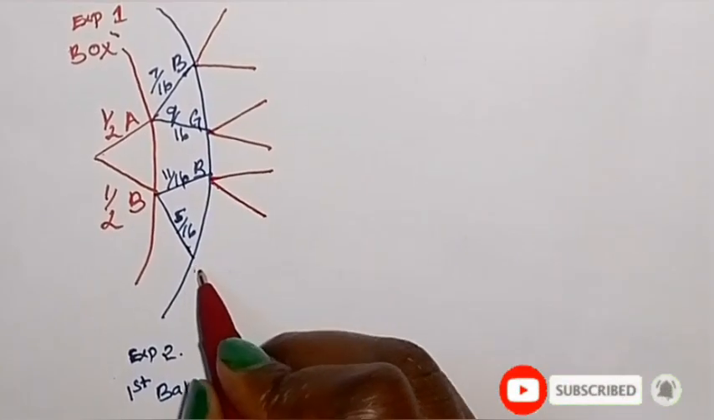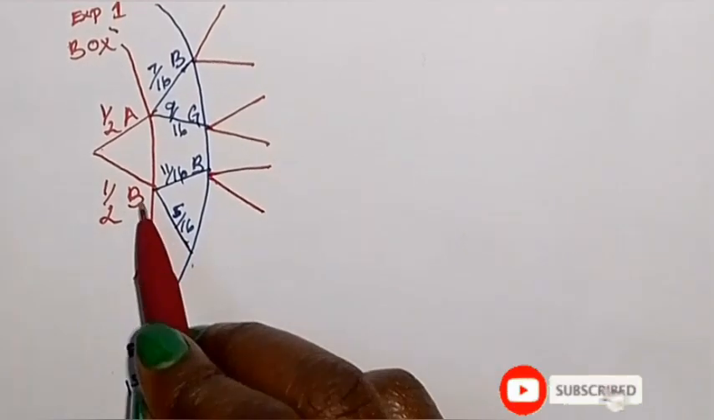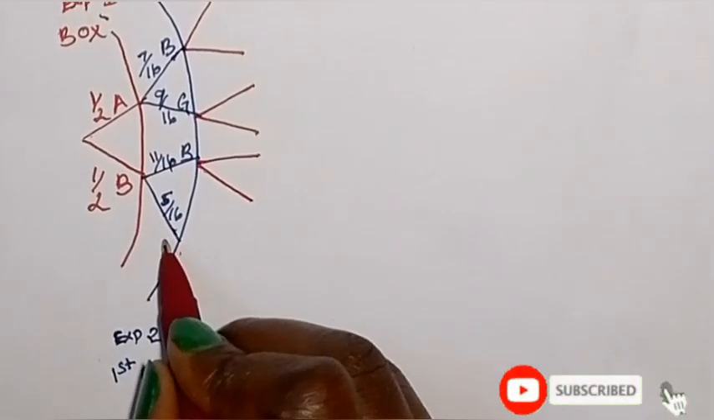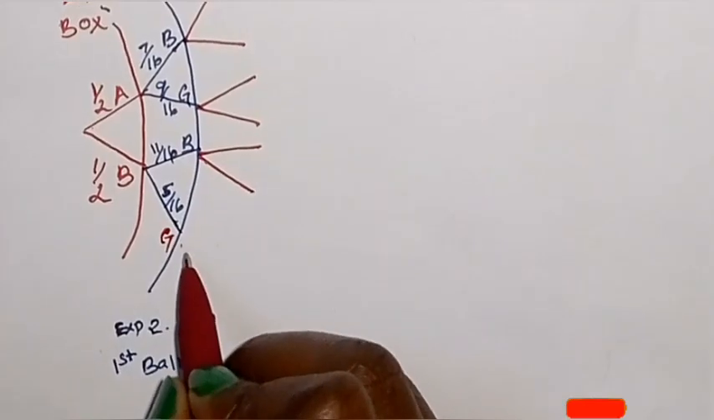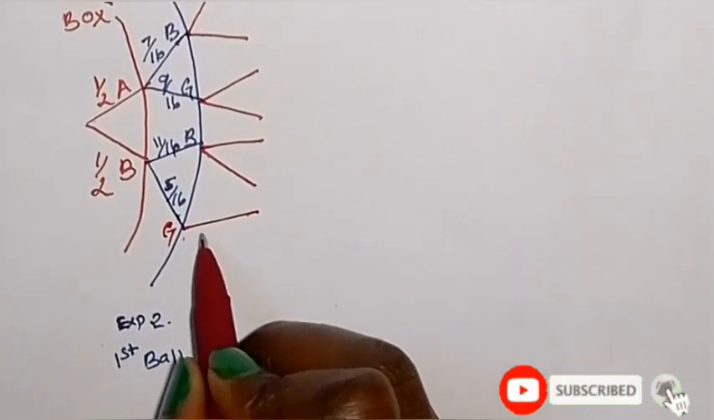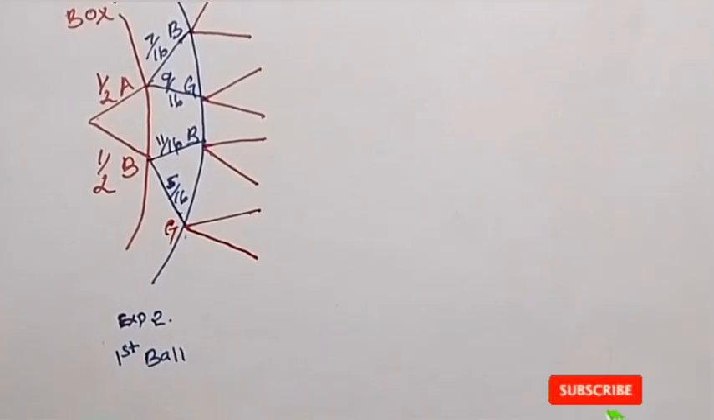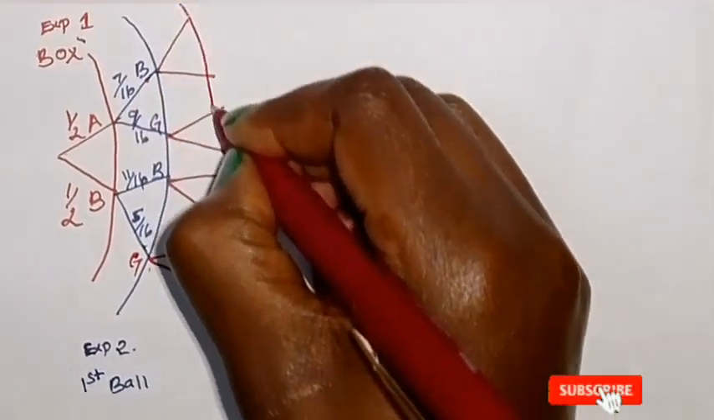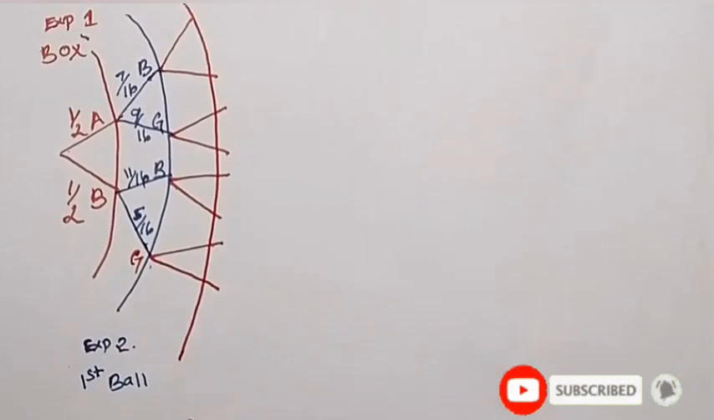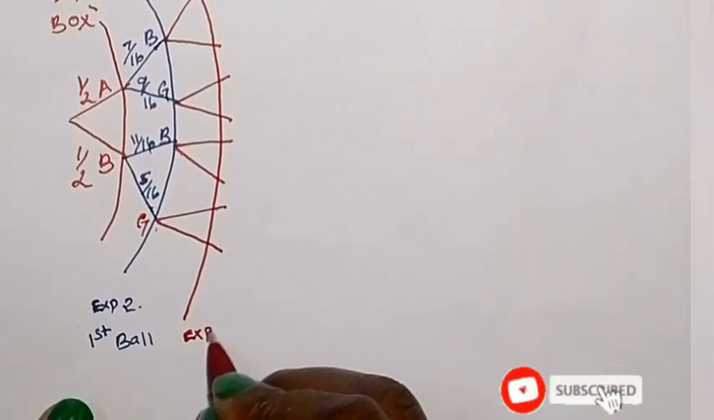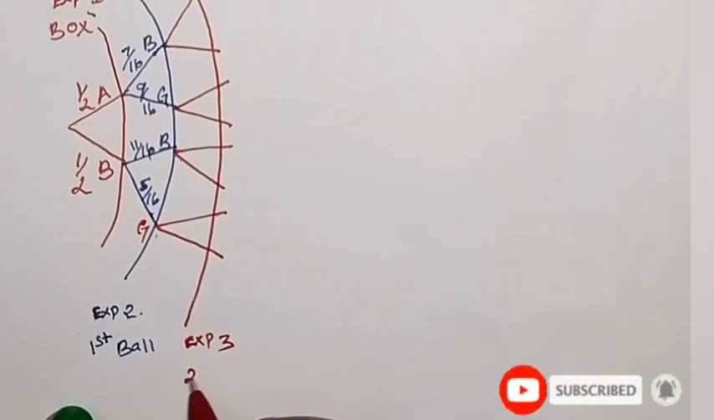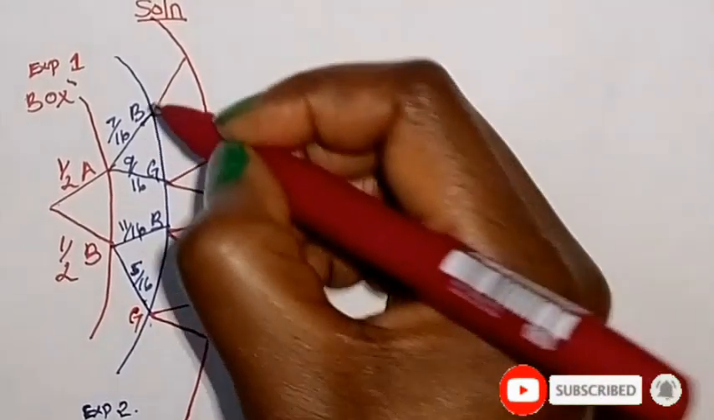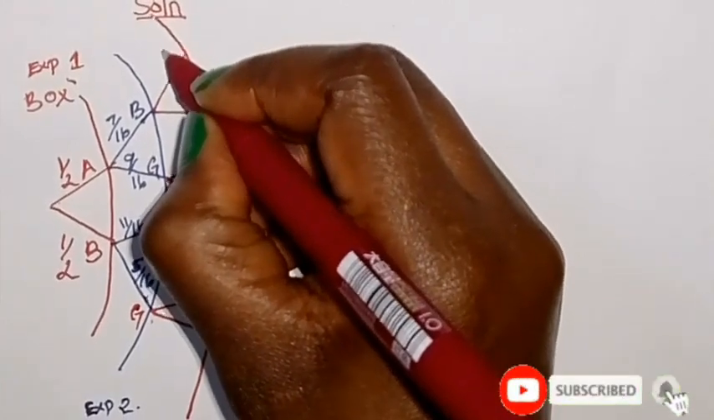The same case applies to box B, and picking a green ball as the first ball. It doesn't mean we cannot pick green again, or that we cannot pick a brown ball. So this gives us the events of experiment 3 for the second ball. So we have brown and green.